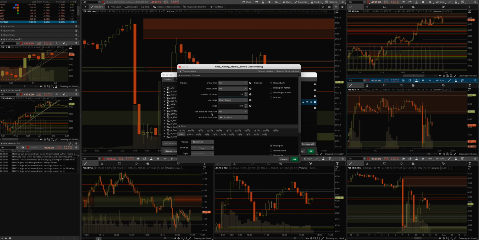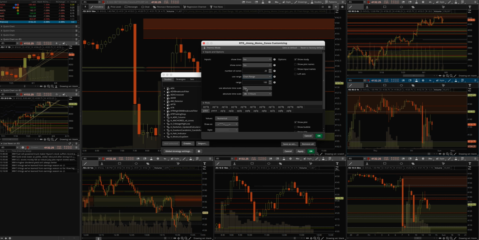But this timescale is the real game changer here, because now all of a sudden you can overlay higher level data on lower level charts, which makes it very easy to see where you can make some trading decisions based on higher chart activity.